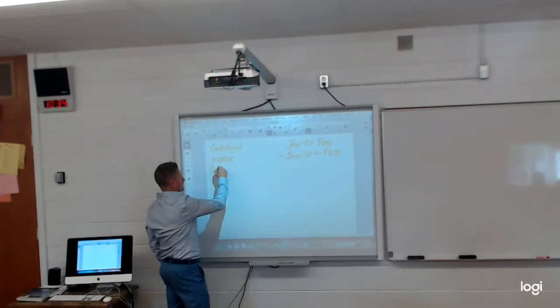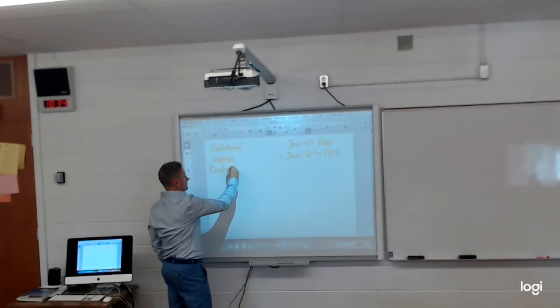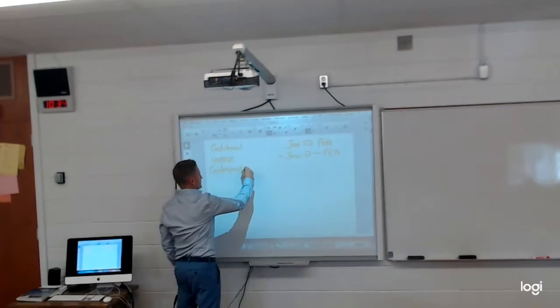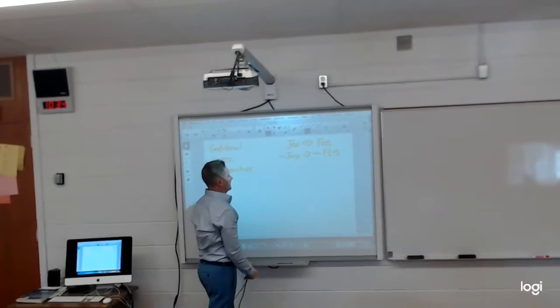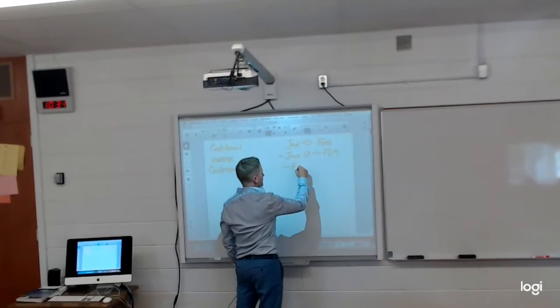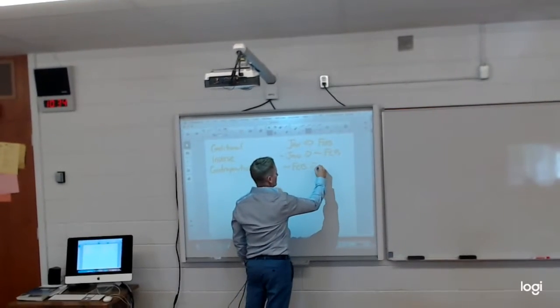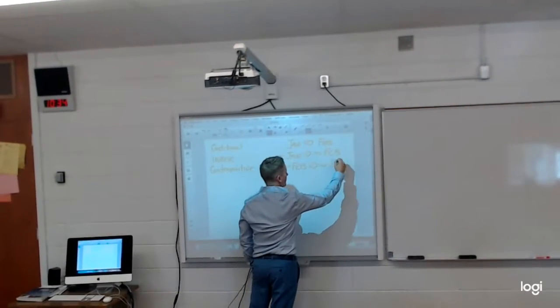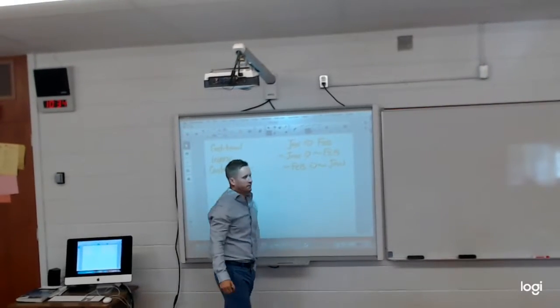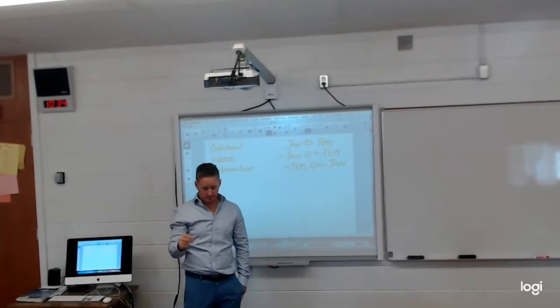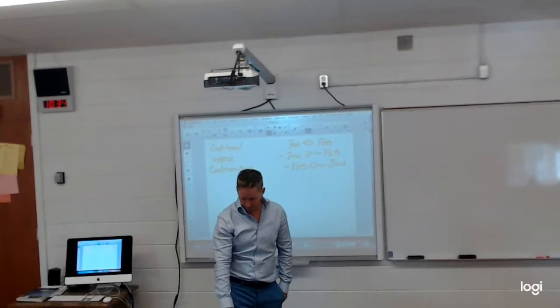The contrapositive then is if it's not February, then it can't be January right now either. The previous month can't be January.